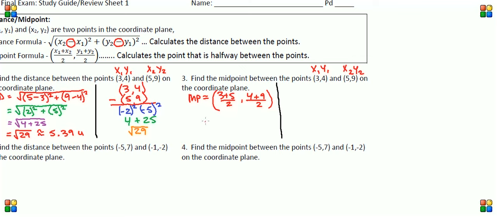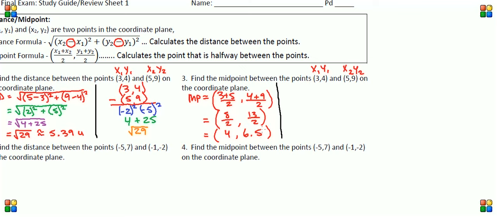All I have to do now is do a little math. We've got 3 plus 5 is 8. So the x value is going to be 8 over 2. Our y value is going to be 13 over 2. And now we can simplify these for our final answer. 8 divided by 2 is 4. So the x value of our midpoint is 4. 13 divided by 2 is 6.5. So our midpoint of these two coordinates is (4, 6.5).